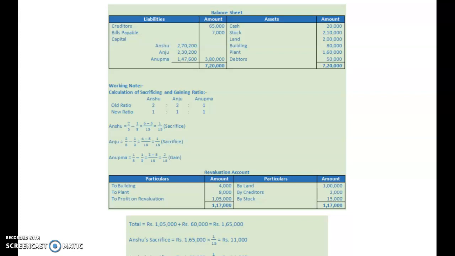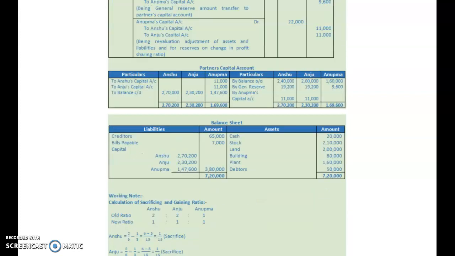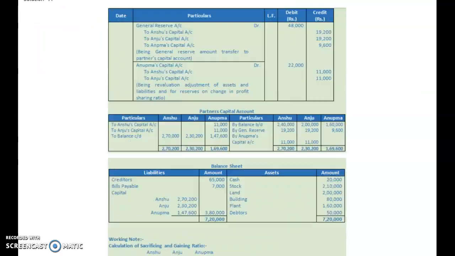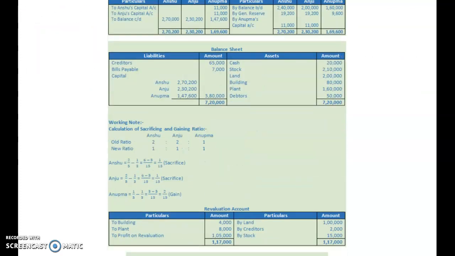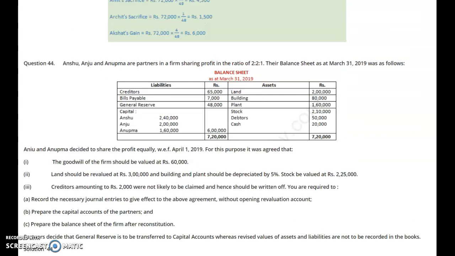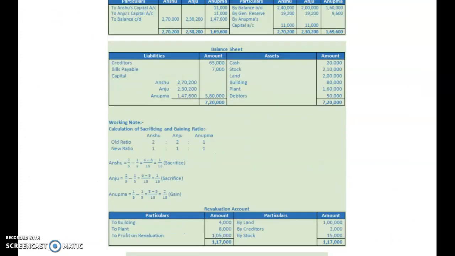Now, how this profit is to be dealt with, that is very important to understand depending upon the condition here. Whereas revised value of assets and liabilities are not to be recorded in the books, so we have to first find out the gaining and sacrificing ratio. Here, when we calculate it, the old ratio is 2:1 as given in the statement. The new ratio is equal among the partners, so it is 1:1:1.